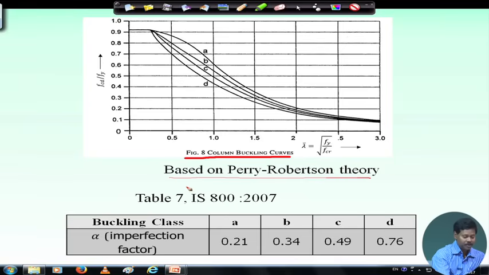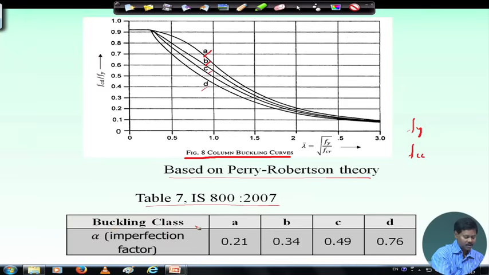According to Perry-Robertson theory, three things have been considered, as I told. One is the material strength F y, another is the elastic critical buckling F c c, and another is the local buckling, and this local buckling has been considered in terms of this class A, B, C, D. We can see here 4 types of graphs have been proposed. Depending on the buckling class, the 4 graphs are coming, and in table 7 these buckling classes have been defined.